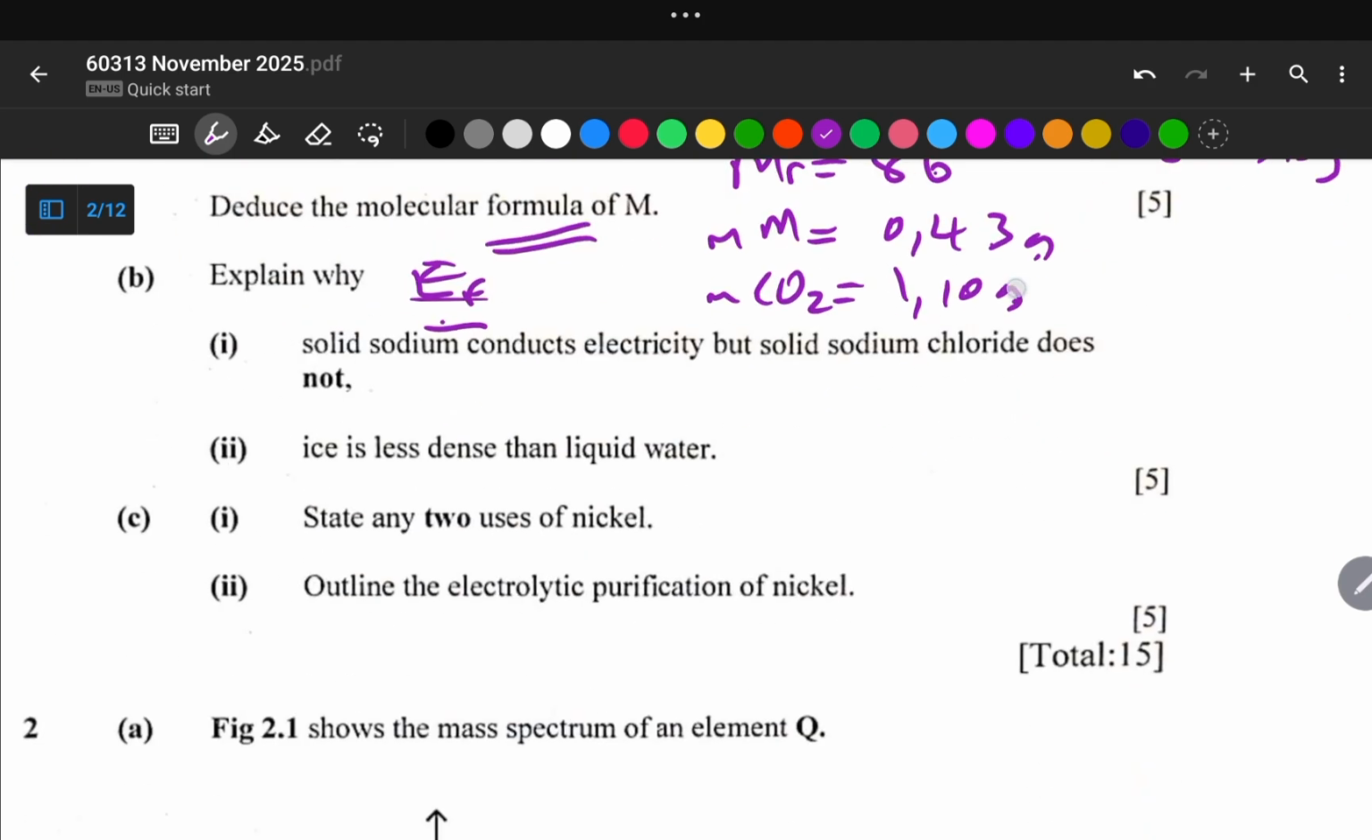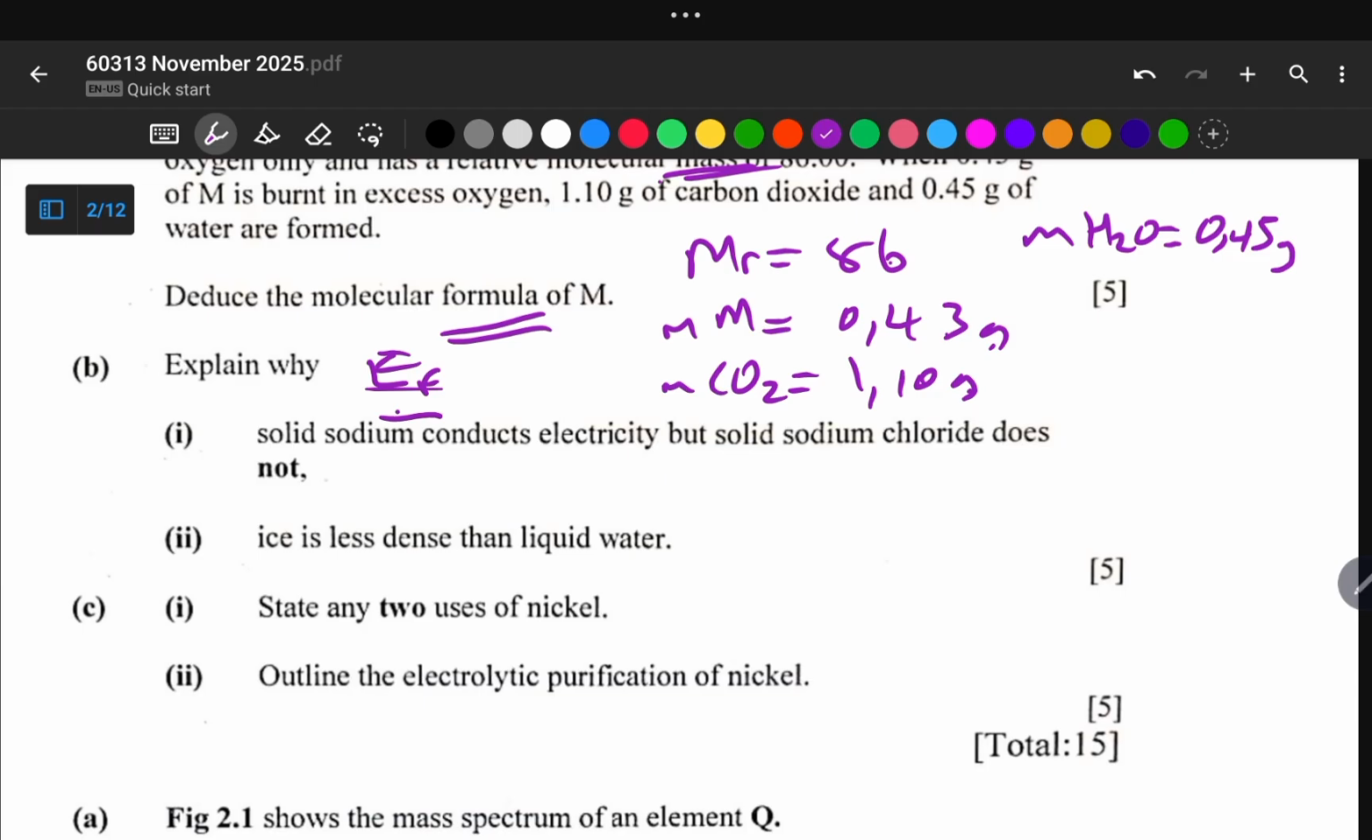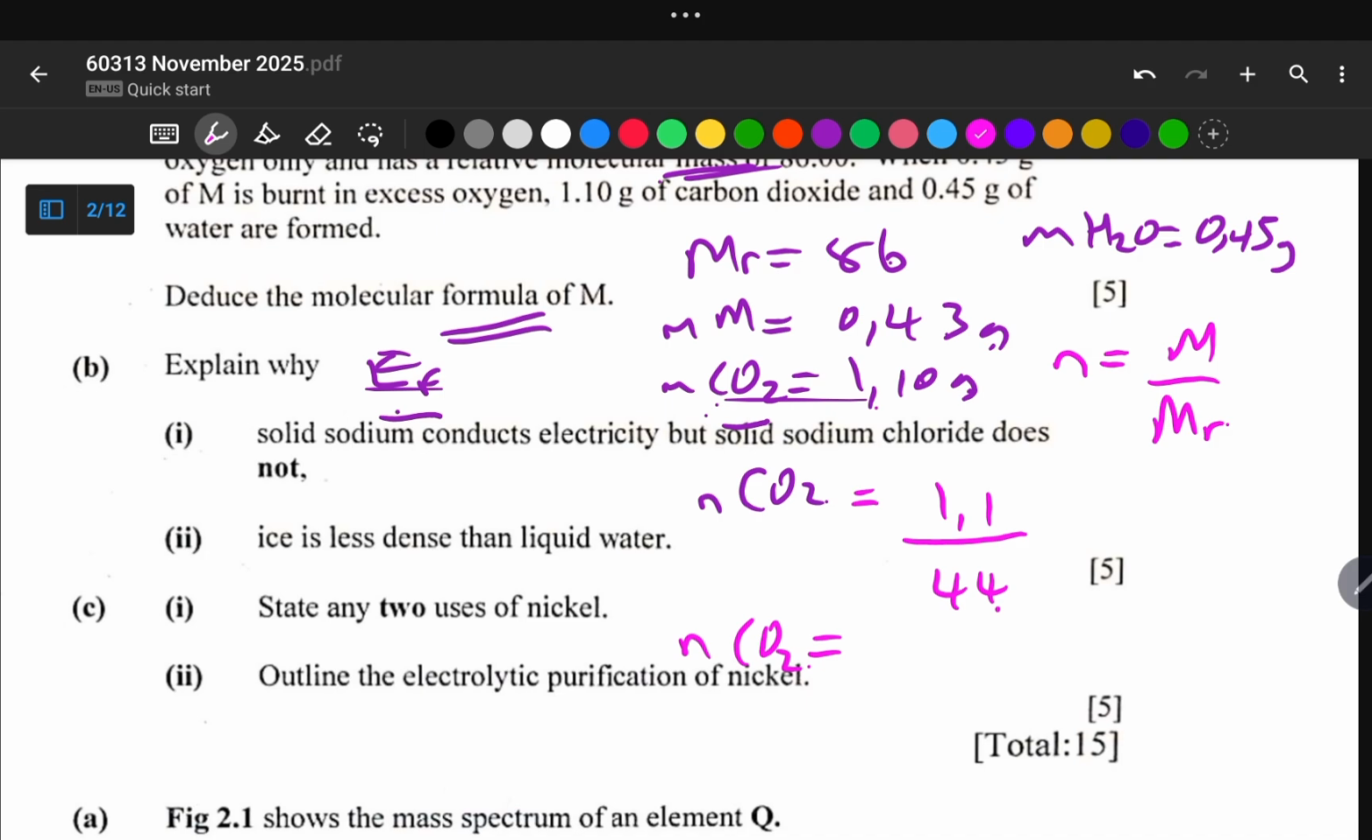So for us, we are told that the compound contains carbon, hydrogen, and oxygen only, right? Here we are given the mass of carbon dioxide. This simply means we can calculate the number of moles of carbon. So we start by calculating the number of moles of carbon dioxide. You must always remember this chief equation in stoichiometry: n is equal to mass over Mr, right? Here we're given the mass being equal to 1.1, and the Mr is equal to 44. So I'm simply going to punch this straight into a calculator: 1.1 divided by 44, and then we are going to have 0.025 moles, right? 0.025 moles.